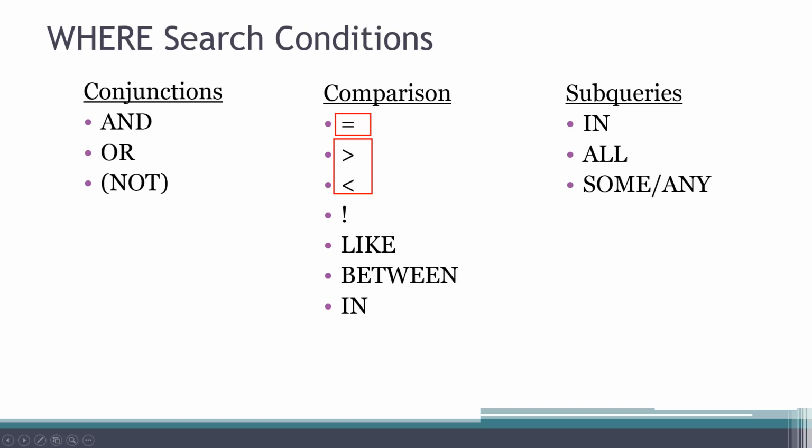Those work with numeric values and with character values. It'll look for things that are further down in the alphabet than red, or closer up in the alphabet than red, if we had used one of those.